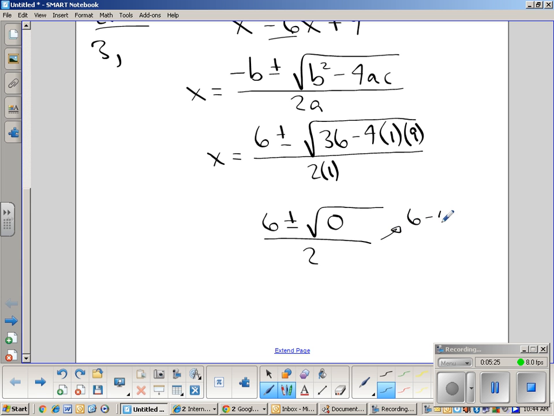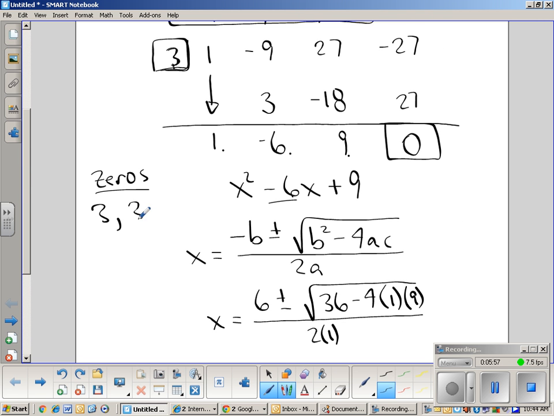6 minus 0 over 2, and what is 6 plus 0 over 2? I'm writing it this way. I know all of you are sitting there thinking, why would you write that? I'm writing it this way because I want you to realize there's two answers there. Okay? What is 6 minus 0? 6. Divide 2 is 3. What is 6 plus 0? Divide 2 is 3. So what are my roots?